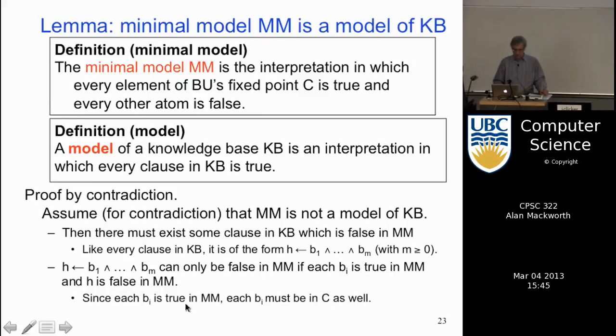Since each of the BIs is true in the minimum model, each BI must be in C as well. We've said the minimum model is the set of atoms in C, right? So it must be in C. If it were in C, and you have this rule in the knowledge base, then the bottom-up would add H to C, right? So H would be true in the minimal model. But H is false in the minimal model.